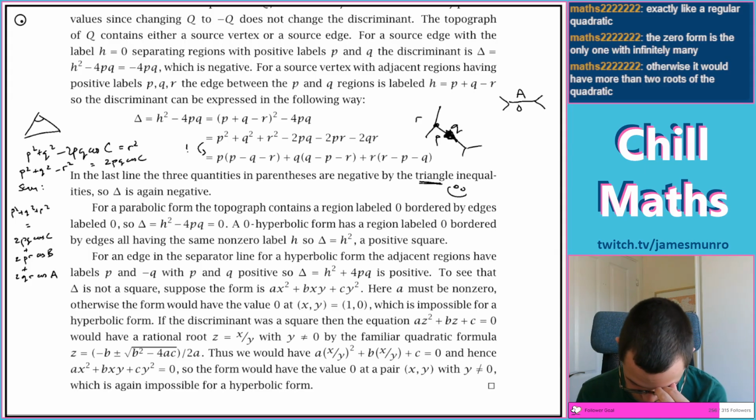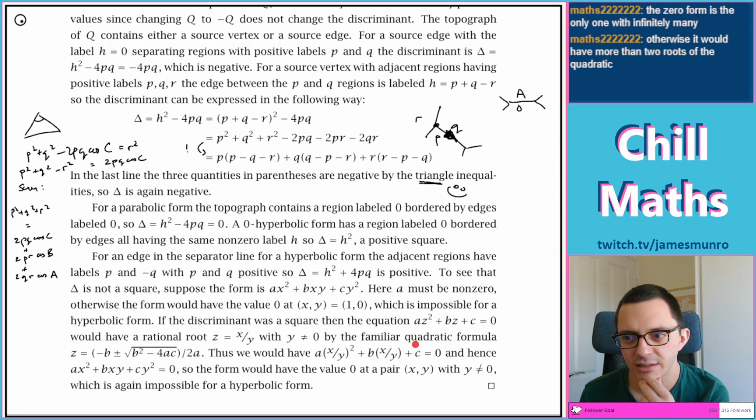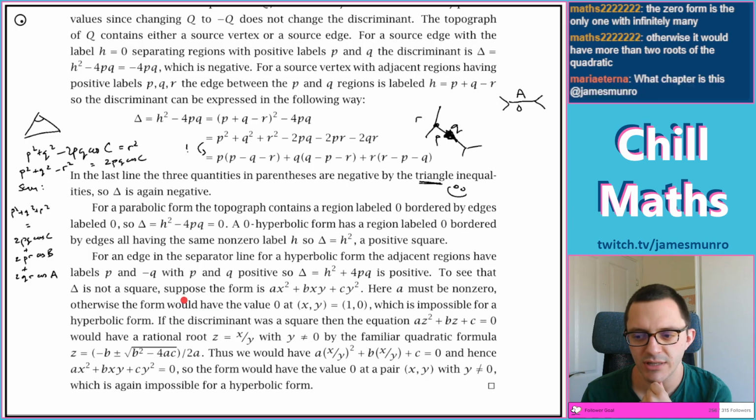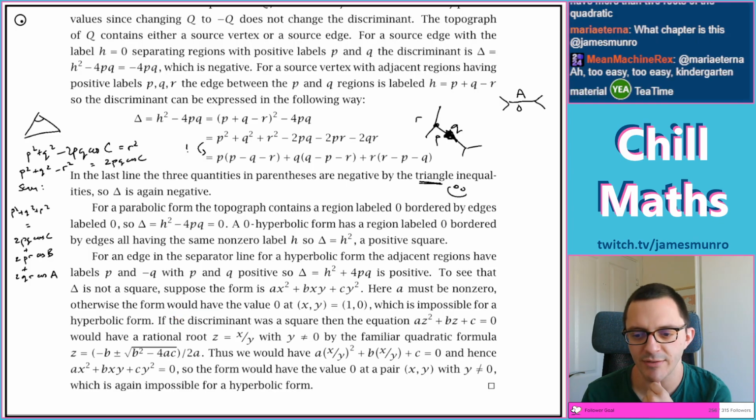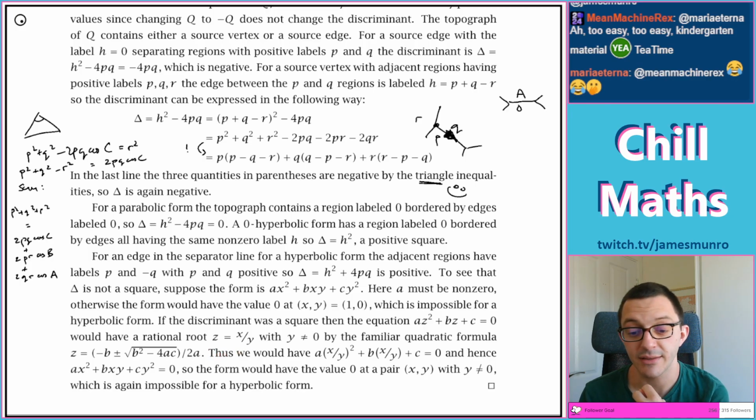What do I want to read? I want to read this last bit of this distinguishing. We can go back into the enumeration of how many cases you've got, which is where I thought we were going to go, but we've actually gone backwards. Which is fair enough. I feel like I understand the cases a little bit better this time. See that this is not a square. Oh, edge in the separator line. Supposed to forms like this. A must be non-zero, otherwise the form would have the value of 0 there. And similarly for C. If the discriminant was a square, then the equation would have rational roots. So it's just telling us about these rational roots. By the familiar quadratic formula, this. Oh, right, okay, so it would be like that. I would have the zeros. Yeah, fair enough. I get the stuff we were doing.